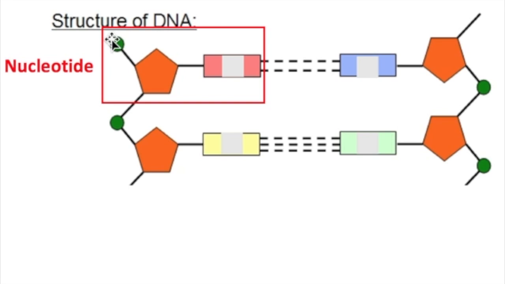So there's this little circle, which is called the phosphate. We're going to put a P. There's the pentagon, which is the sugar. We're going to put an S. And there's this thing connected in the middle. That is the nitrogenous base. I'm going to put N base. So those are the three parts of a nucleotide.